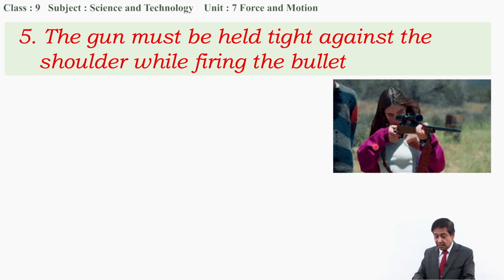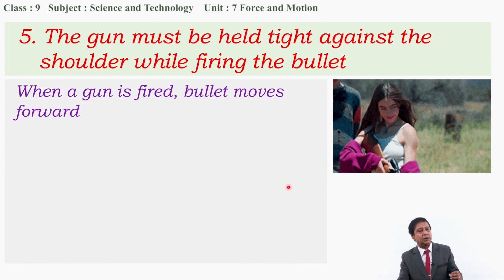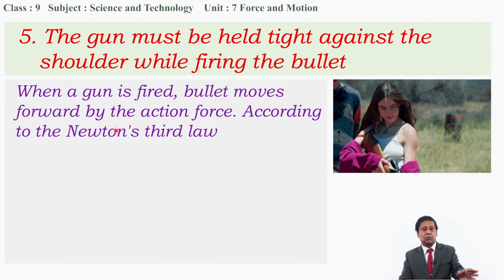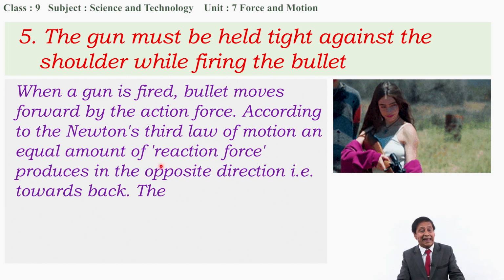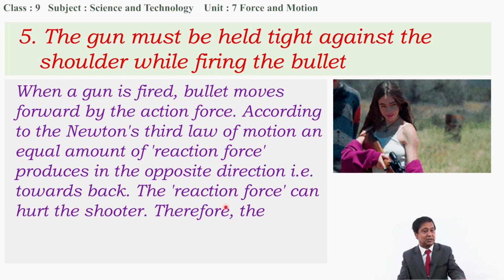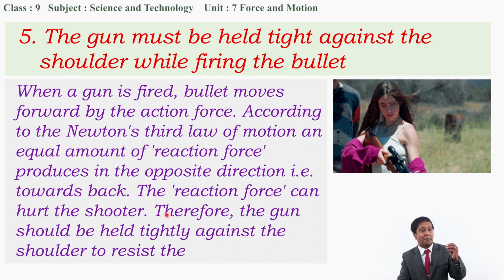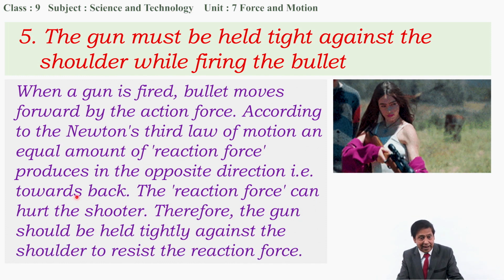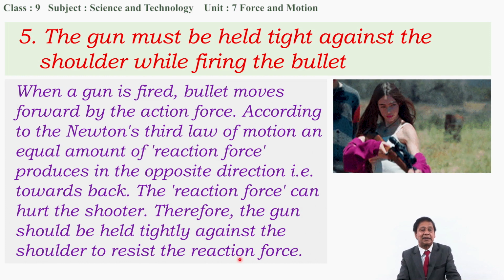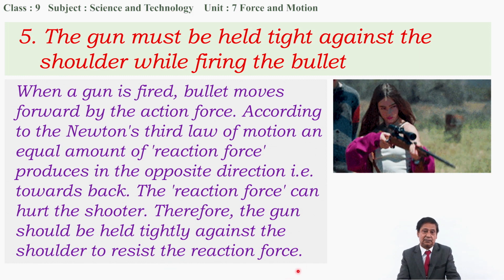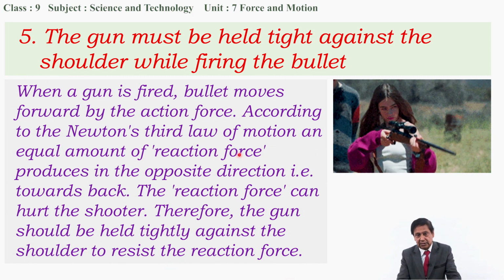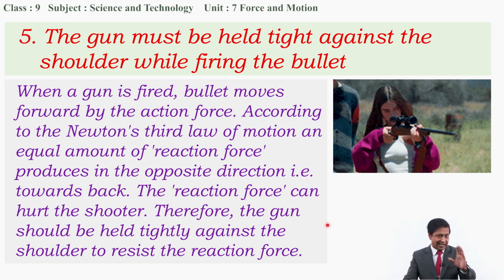That's why we can say this way: when a gun is fired, the bullet moves forward by the action force. According to Newton's third law of motion, an equal amount of reaction force is produced in the opposite direction, that is towards the back. The reaction force can hurt the shooter. Therefore, the gun should be held tightly against the shoulder to resist the reaction force. This is the case of gunfire, in which Newton's third law of motion is acting.